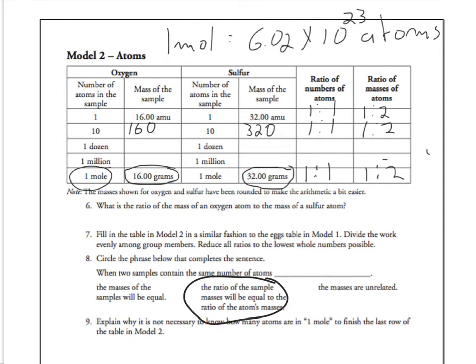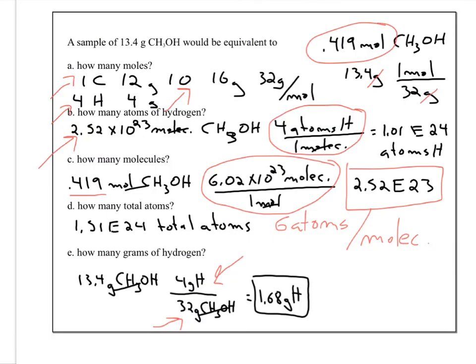And for the last question that says, explain why it's not necessary to know how many atoms are in one mole to finish the last row of the table, it's because as long as you keep taking the same number, and you add them up, then you're going to end up with the same ratio. In other words, as long as every time, whatever you take of oxygen, you take that same number of sulfur, then the weight ratios are going to be the same and the number ratios will be the same.